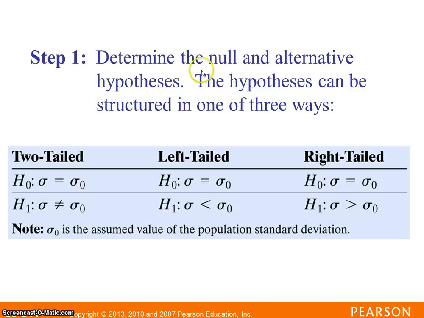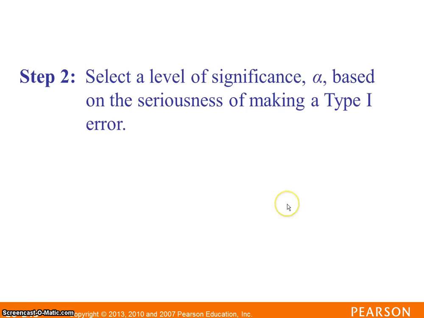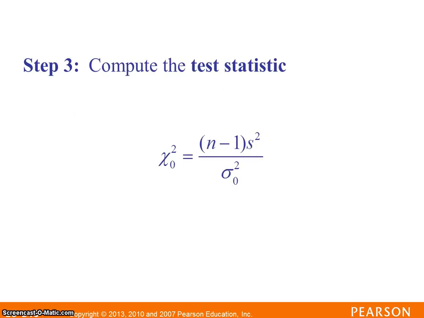So step 1 would be to determine the null and alternative hypothesis. And again, in this case, you should either have a two-tailed test, left-tailed test, or right-tailed test. Notice in this case, what we're comparing here is the standard deviation, though, and not the mean or the population proportion as in previous sections. So step 2 is select a level of significance. Again, this will typically be 5% unless otherwise stated. Compute the test statistic would be step 3.